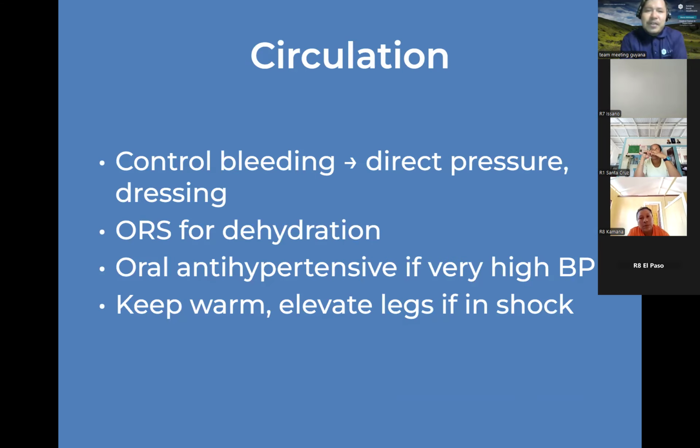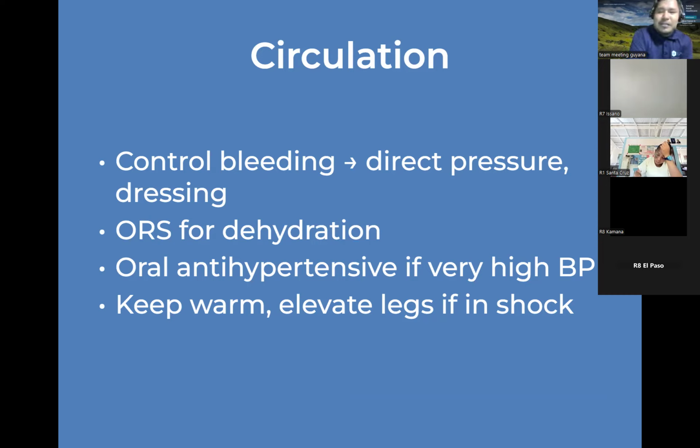We're under C, which is circulation. And the goal in circulation is to do things like control bleeding. So if a patient is bleeding profusely, the first thing you want to do is apply direct pressure or dressing to the wound. Circulation not only has to do with bleeding, but also for patients who come with vomiting or excess sweating, they lose important electrolytes. So you want to keep them hydrated.